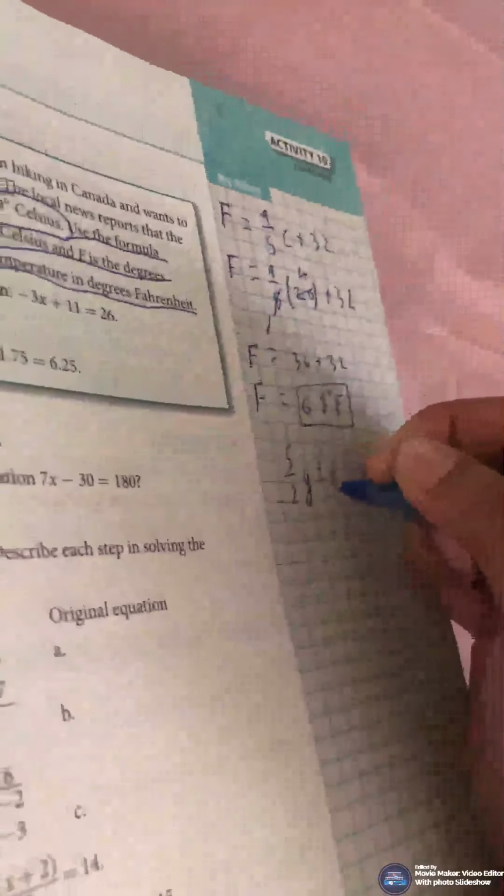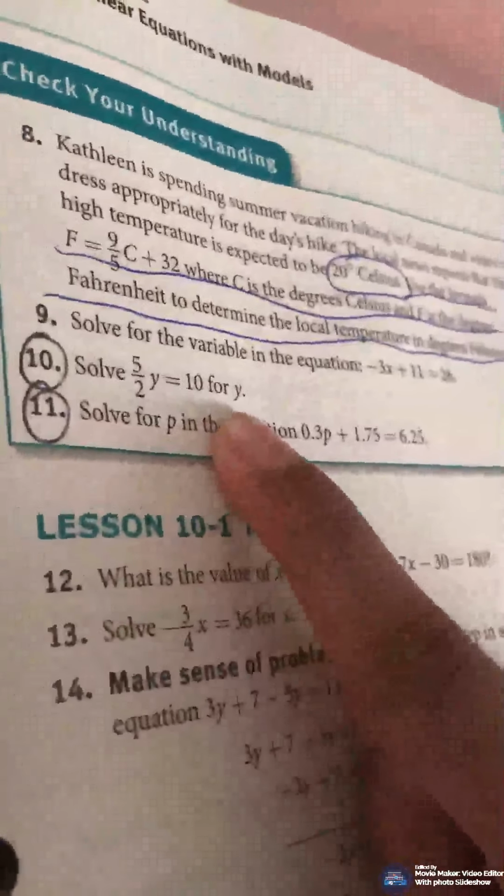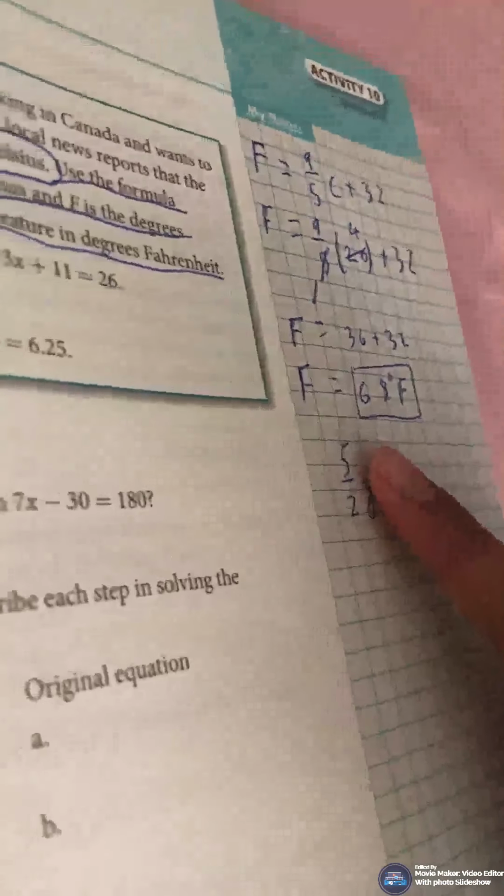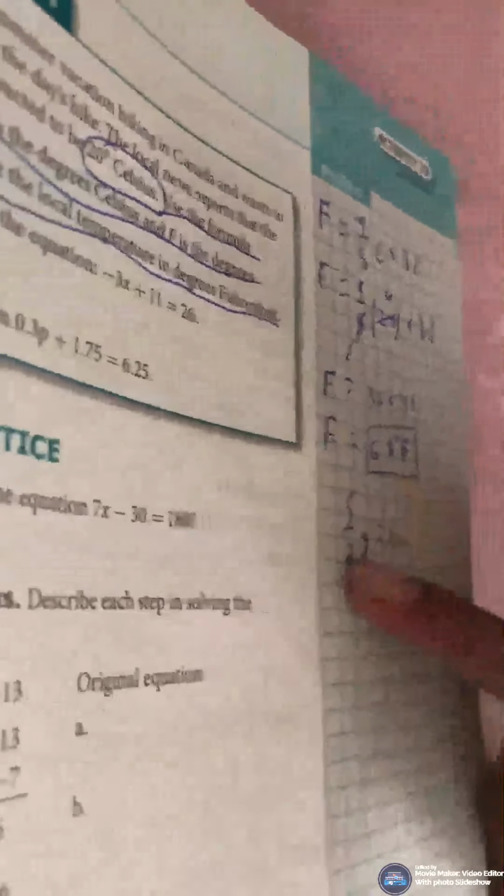And let's also solve number 10. So first, let's write the original equation, which is 5 over 2 y equals 10. And question number 10 says, solve 5 over 2 y equals 10 for y. So in that, we have to solve for the variable y. So first, since we have no constants to move over here, all we have to do is isolate this variable. So what we could do is take the reciprocal of 5 over 2, which is 2/5, and we can multiply this and this by 2/5, and that would isolate the variable.